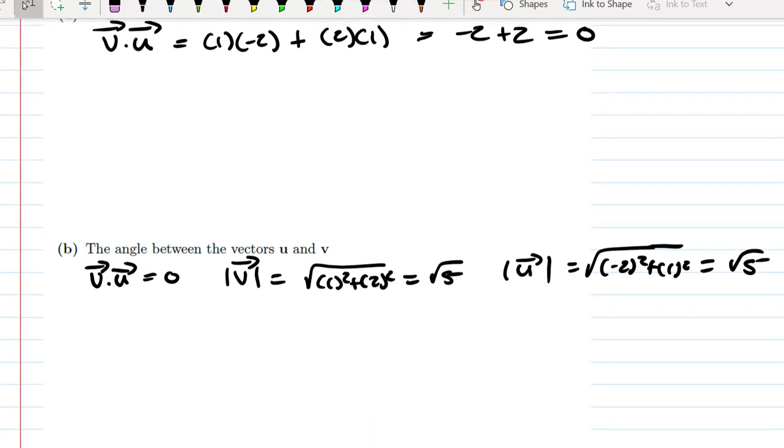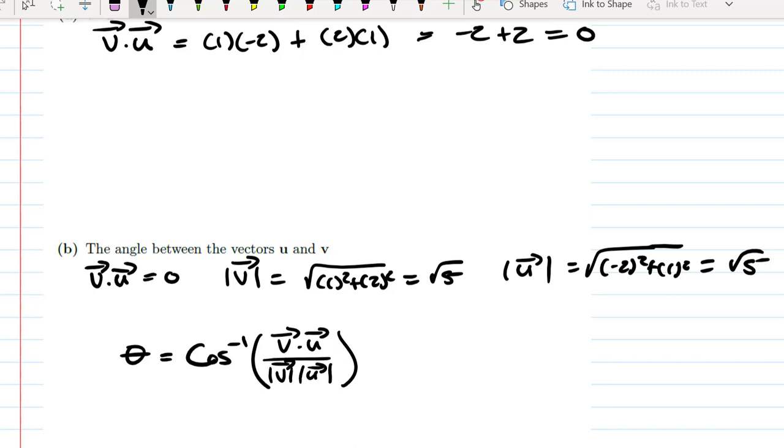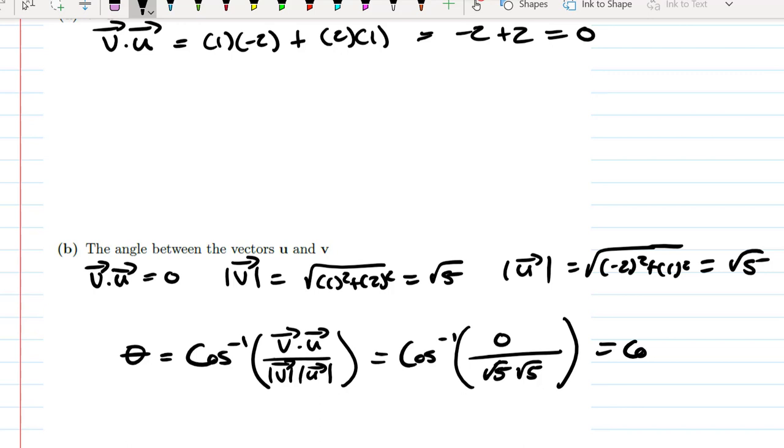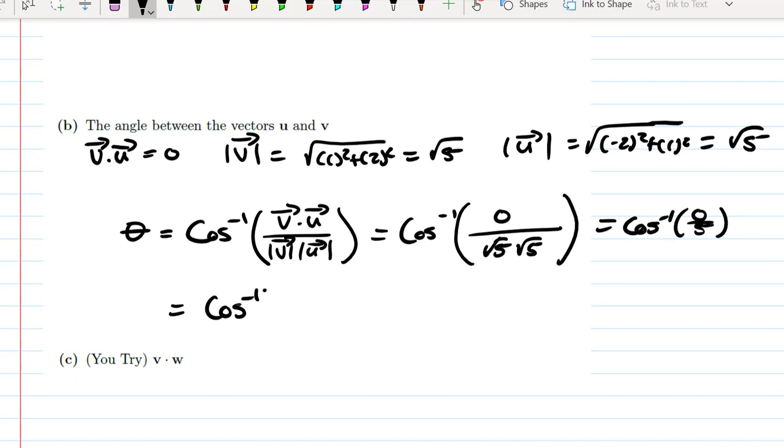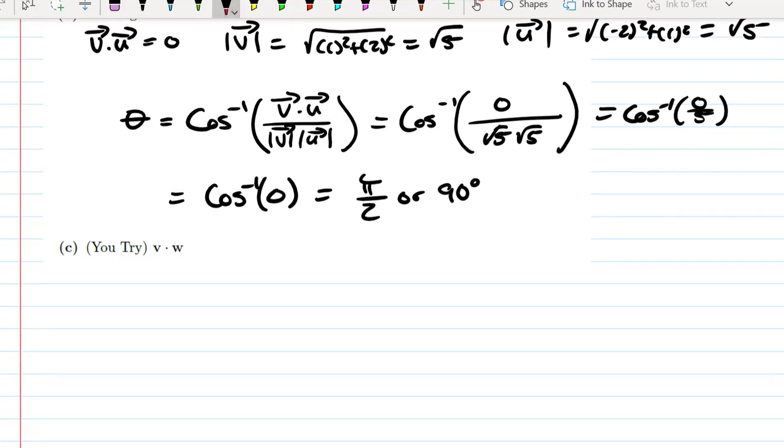So then, putting all of that into our formula, theta is equal to the inverse cosine of v dot u all over the magnitude of v times the magnitude of u. So that's the inverse cosine of v dot u was 0 over the square root of 5 times the square root of 5. Well, that gives us the inverse cosine of 0 over 5, which is the inverse cosine of 0. And the inverse cosine of 0 is 90 degrees, or pi over 2. So then that would tell us that the two vectors are perpendicular. So that is an interesting fact.